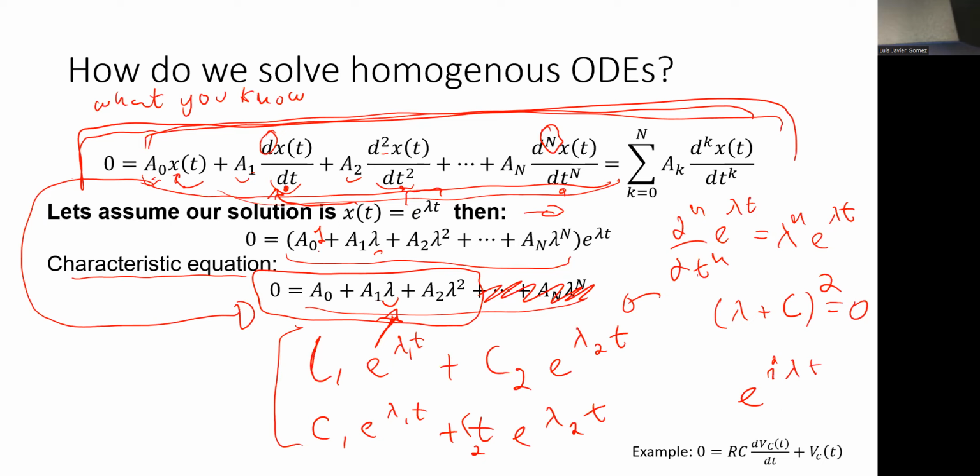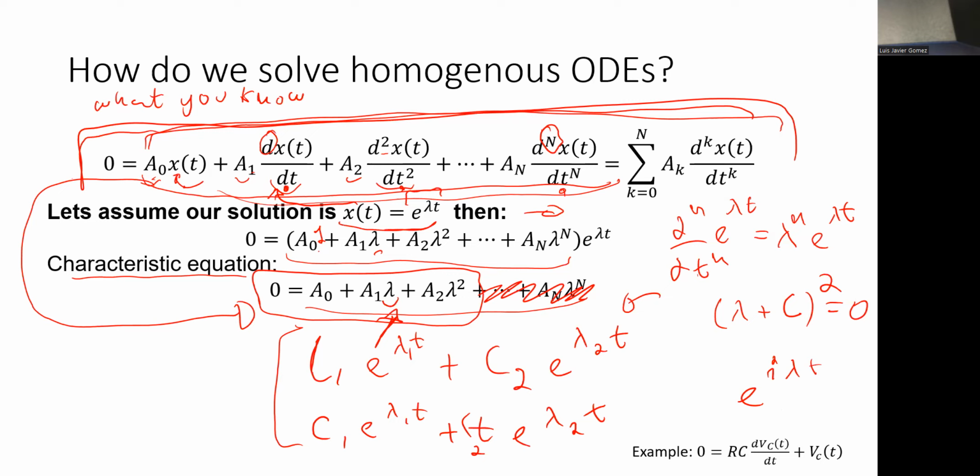In general, is it going to be common to replace x of t with e to the something, just because of its characteristic derivative? Yeah, so in general, for linear homogeneous ODEs, the solutions will always be of this form.